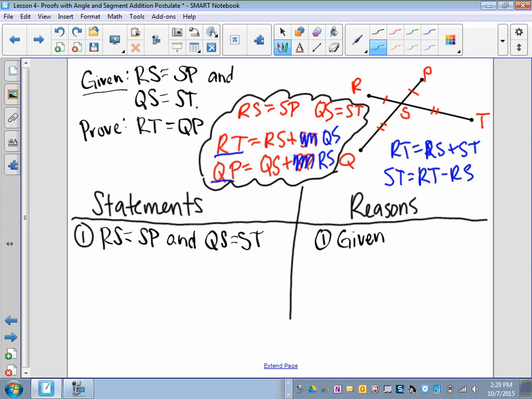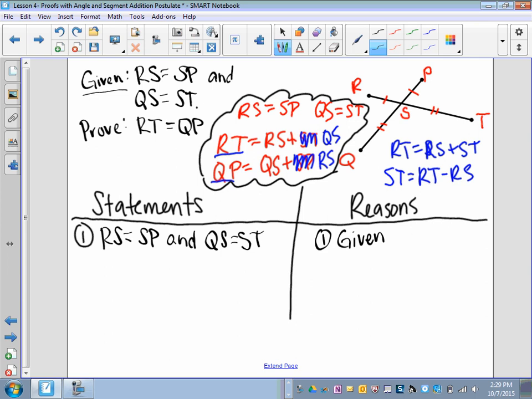Okay. Now, sometimes we have a lot of information that's given to us. You don't have to list all of this right at the beginning, because you might not need all of it for your first little bit of work. So let's say that I didn't need QS equals ST yet. I could have just stated RS equals SP for my given, and then later stated that when I needed it. So later on, when we have a huge chunk of information given to us, you don't have to list it all out. Pull it in as you need it.